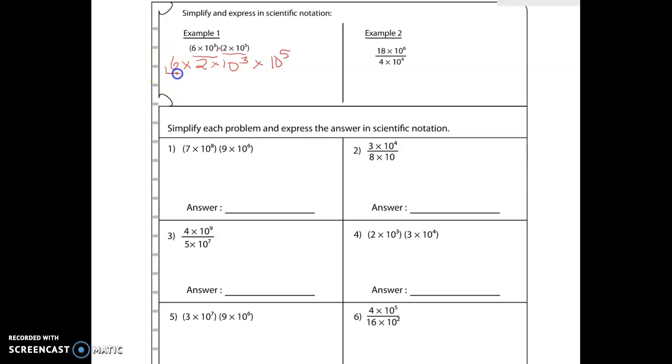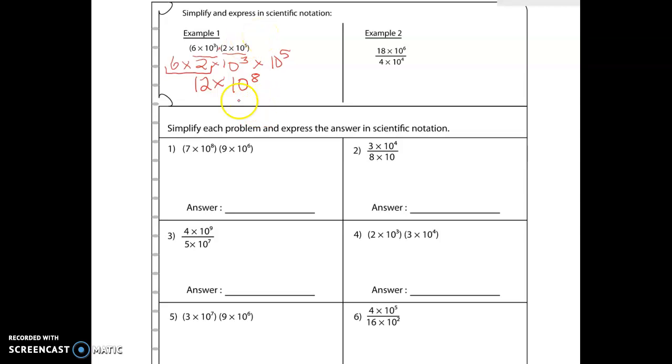So in the first two things, I have two factors. 6 times 2 is 12 times. And then I have my base 10s. So I have 10 to the power of 3 plus 5 is 8. Remember, whenever you're multiplying the same base, you add the exponents. And in this case, we multiplied those leading factors.